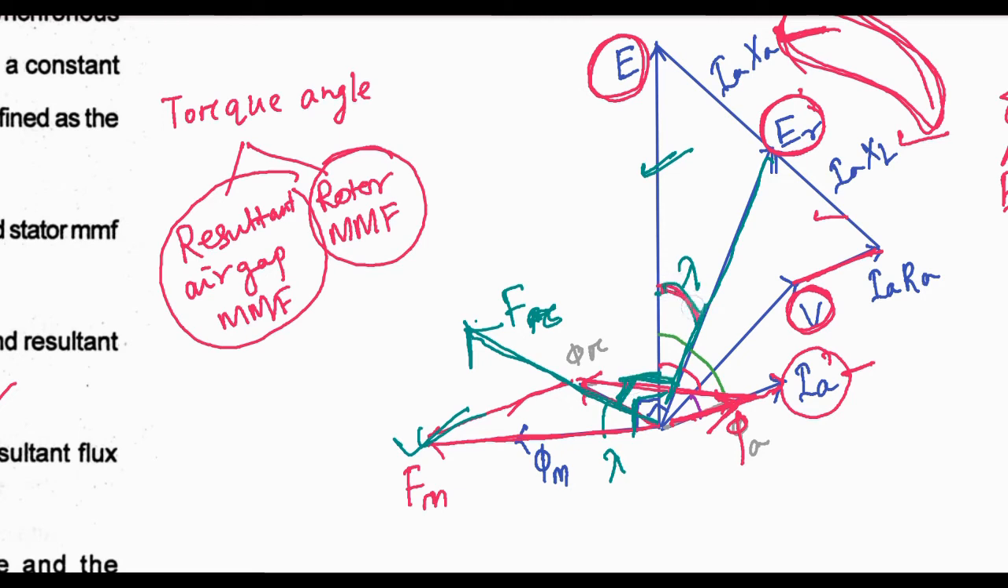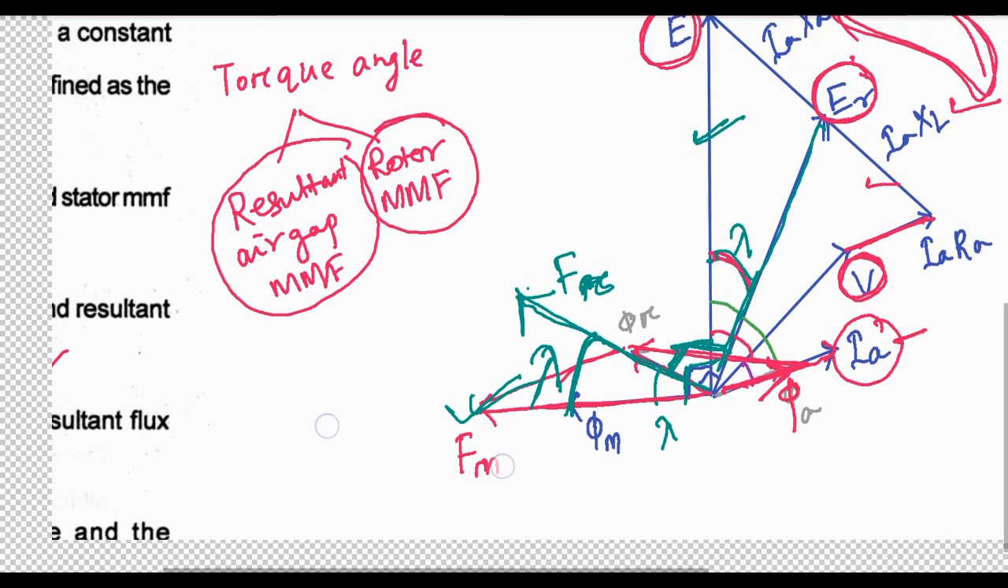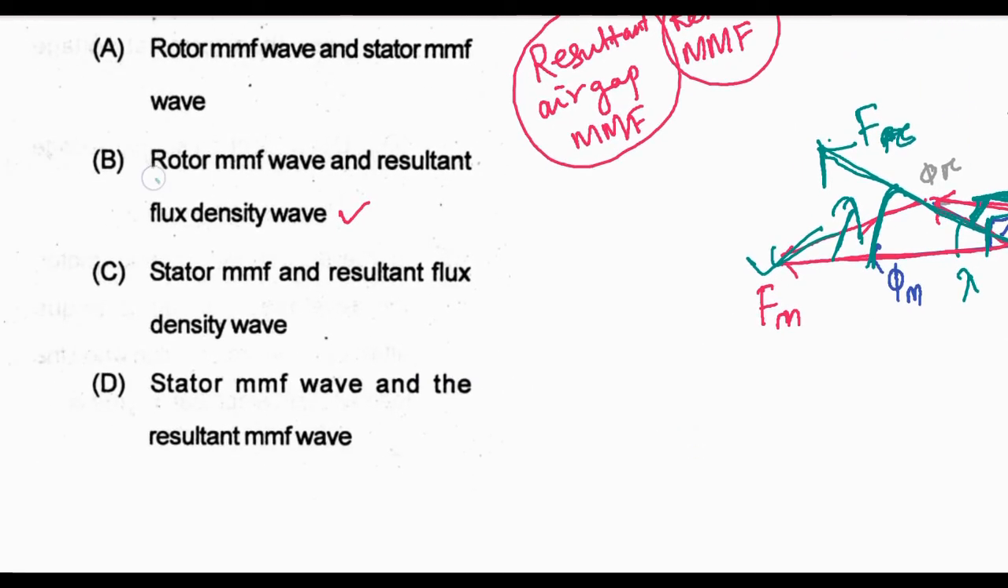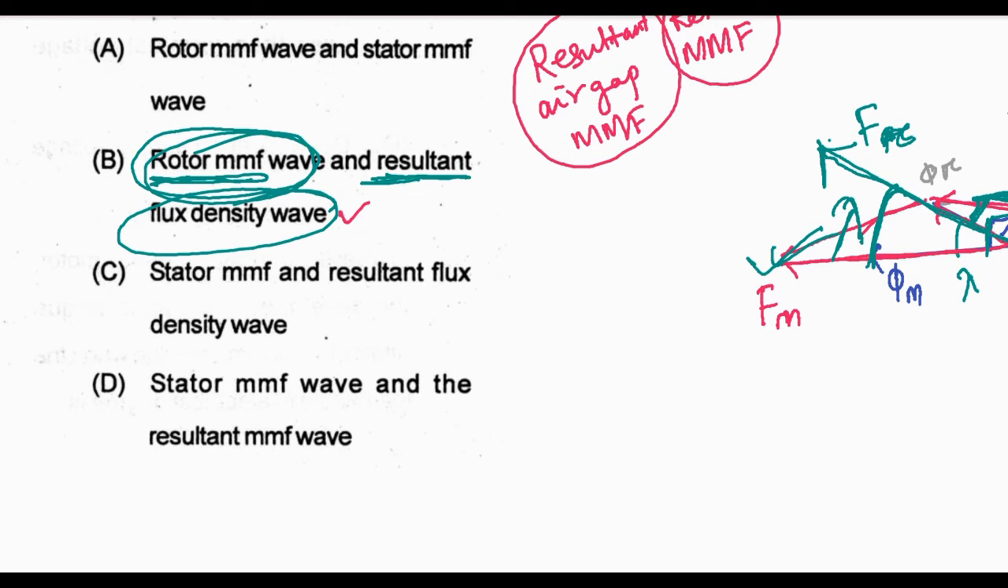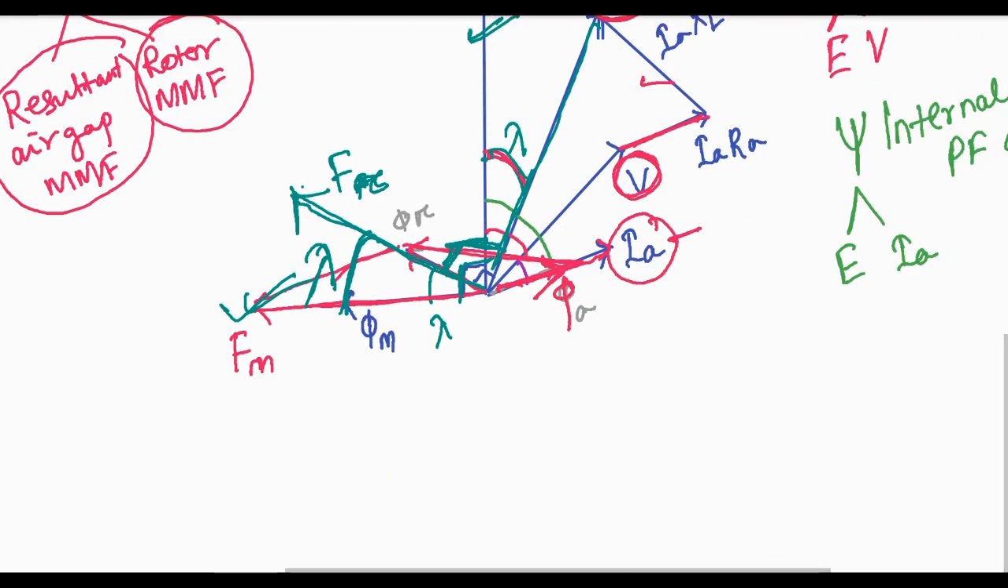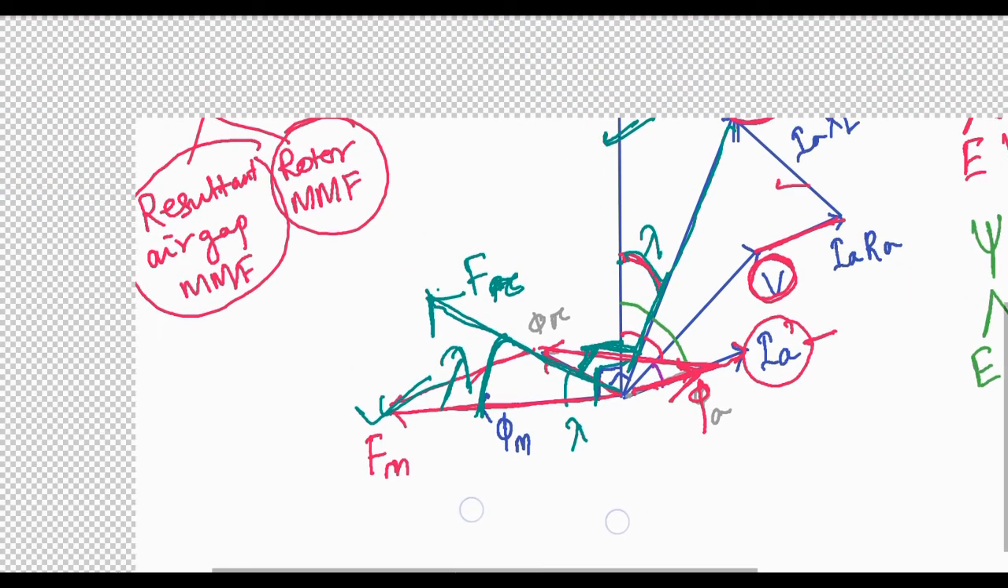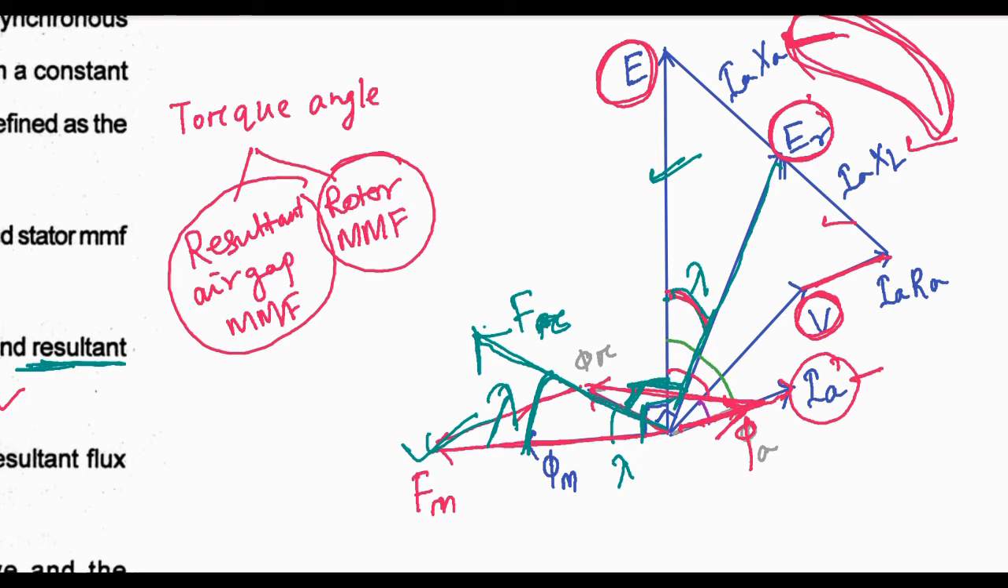So this lambda will be reflected at this angle, lambda. So here the answer is rotor MMF, and the resultant rotor MMF is the excitation MMF, and the resultant flux density MMF. The resultant is the effective of FM, that is the magnetizing MMF, and the MMF produced by the load current. So there are also other angles we have to define here.